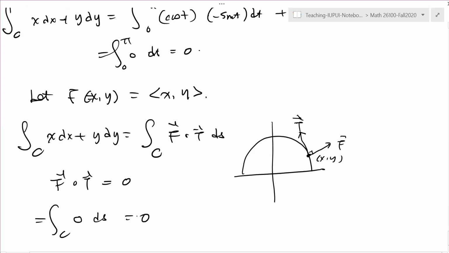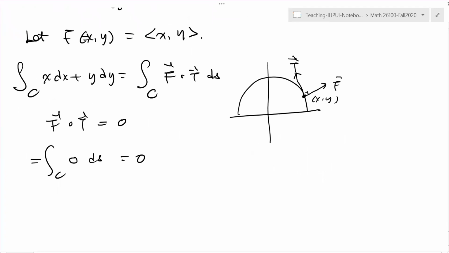You see, I can get this in a different way, without even differentiating. Because the vector field is always perpendicular to the curve at every point, and the function you integrate is the inner product of the vector field with the tangent vector, this is always 0. So that's why the integral is 0.